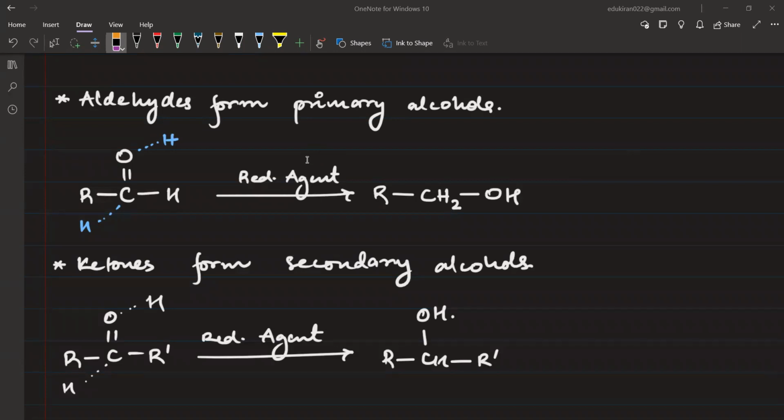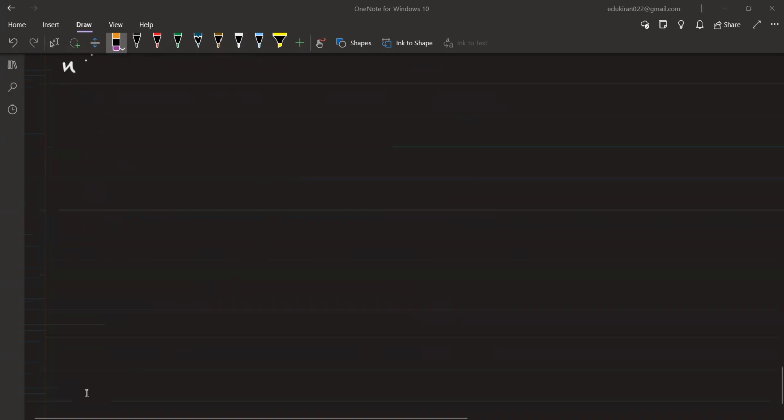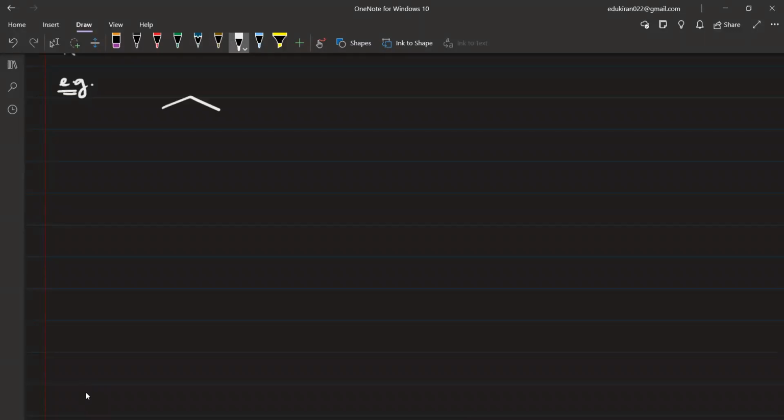Okay, let's move on. For example, you have CHO, an aldehyde, in the presence of, let us say, NaBH4. Then this aldehyde is going to get converted into what? This carbon atom is going to get CH2OH. CHO becomes CH2OH.